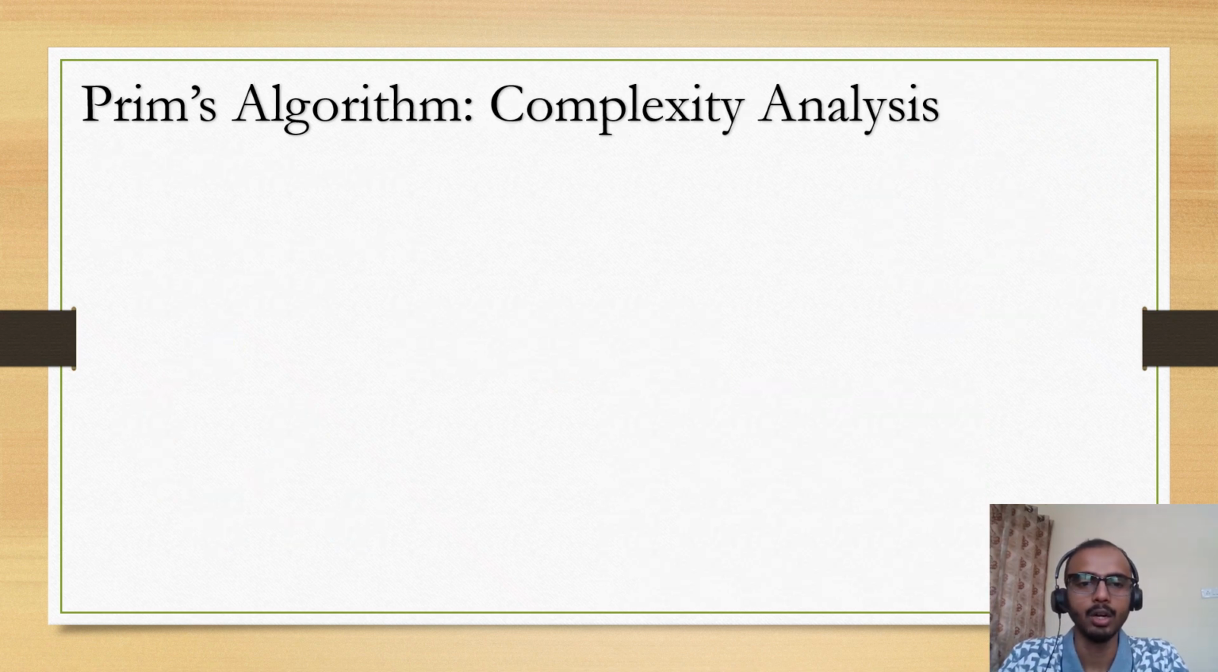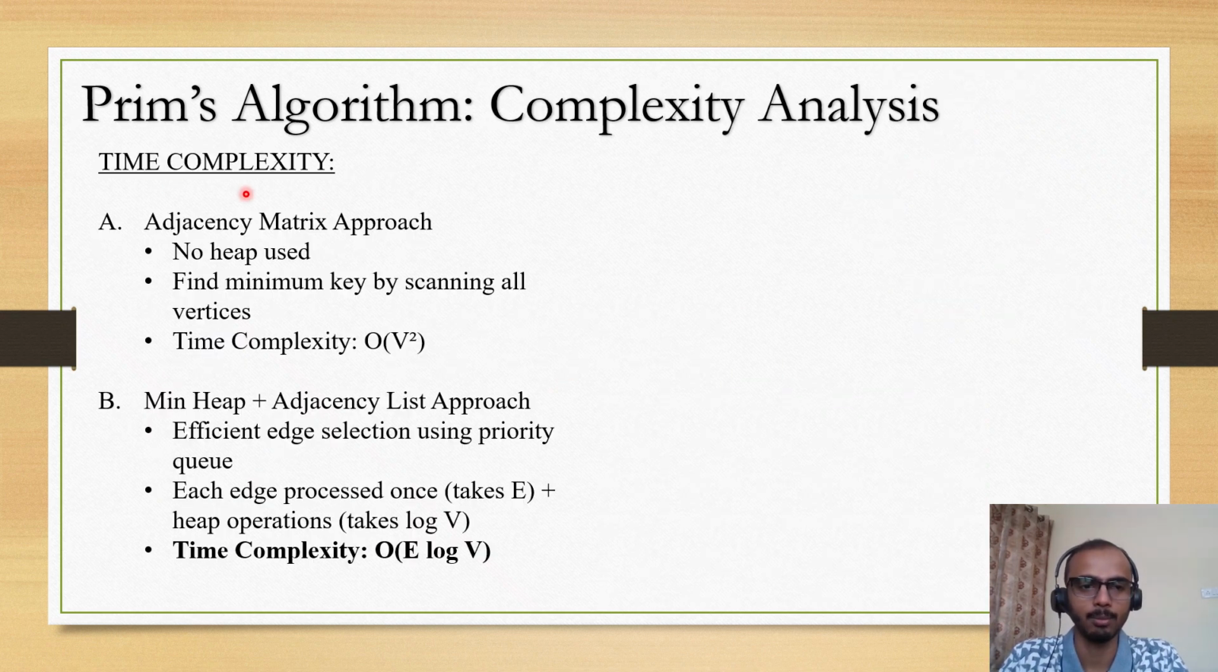Now going to the complexity analysis. For time complexity, with the adjacency matrix approach, for finding the minimum key we scan all the vertices, and this has to be done for each vertex, so it is order of V squared. And if we have a min heap plus adjacency list, we process each edge, and for each edge we can at most insert a vertex. The heap operation takes log V, so it is going to be E log V, right?